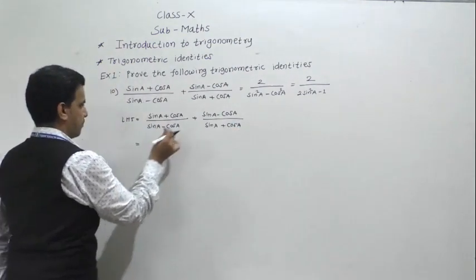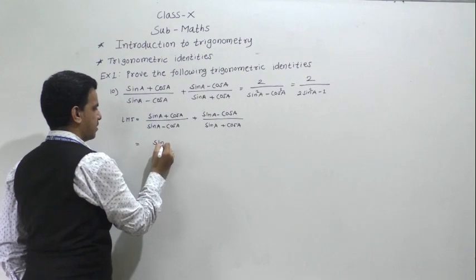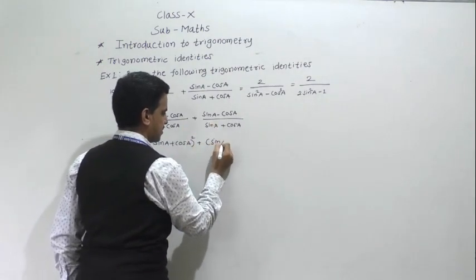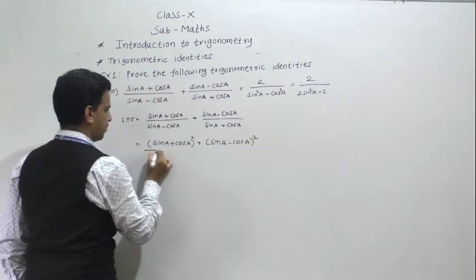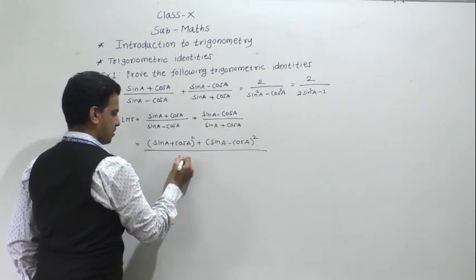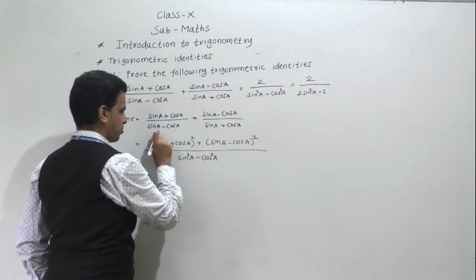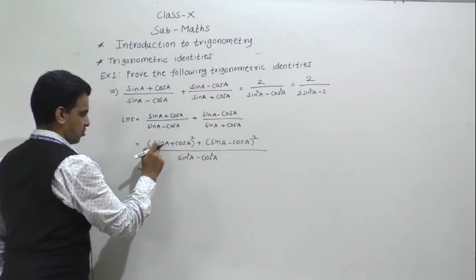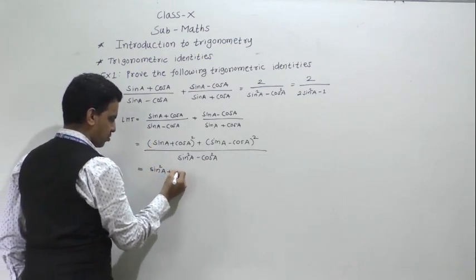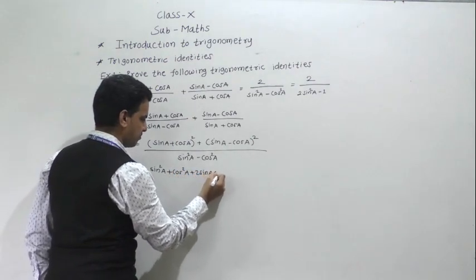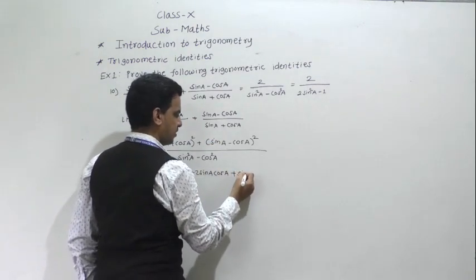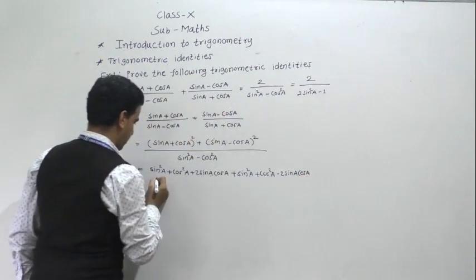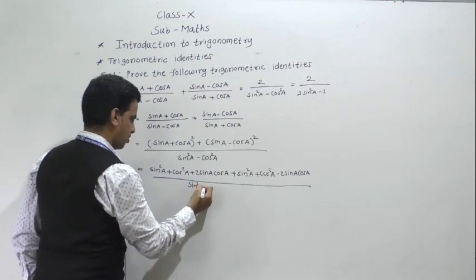If we make the same denominator, (sin a plus cos a) whole square plus, if you multiply here, (sin a minus cos a) whole square, divided by (a minus b)(a plus b). So we have sin square a minus cos square a: (sin a plus cos a)(sin a minus cos a). So sin square a minus cos square a. Now if we simplify the numerator and expand this, sin square a plus cos square a plus 2 sin a cos a, and here plus sin square a plus cos square a minus 2 sin a cos a, divided by sin square a minus cos square a.